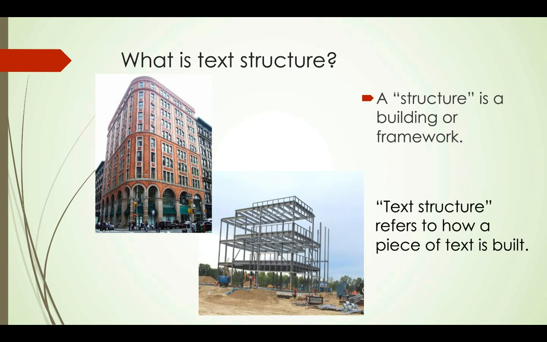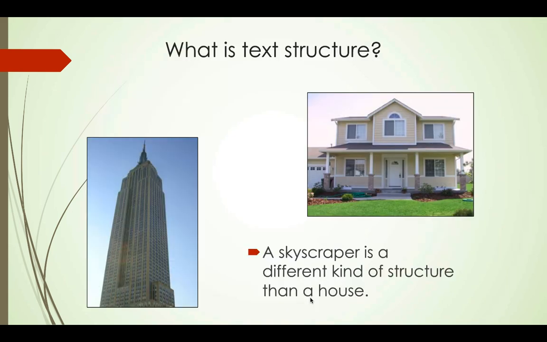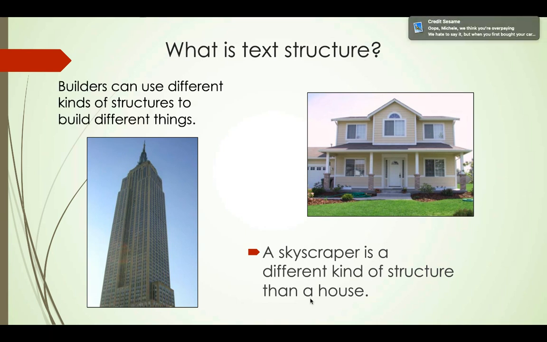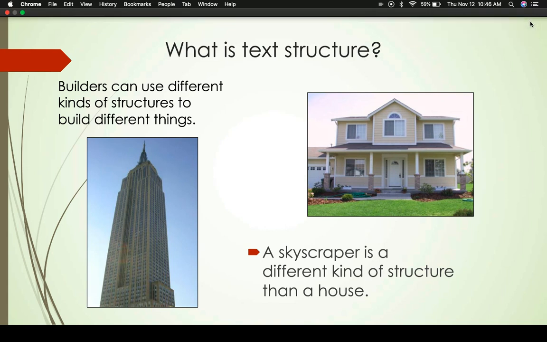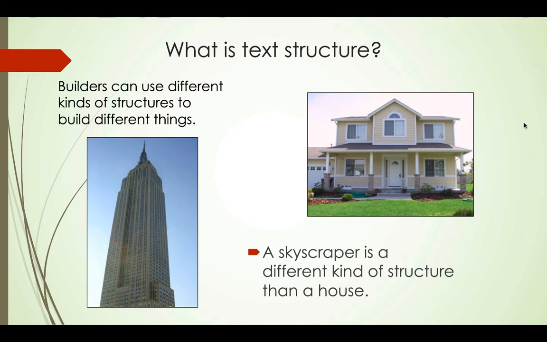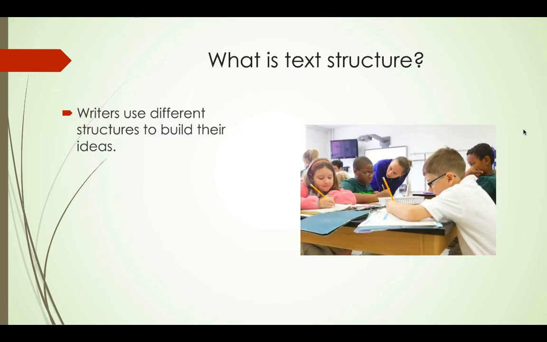There you can see text structure refers to how a piece of text is built. So if you think about it, a skyscraper is a different kind of structure than a house. Those require two different pieces of structure. Well, text is the same way. So builders use different kinds of structures to build buildings, while authors use different kinds of structures to write text.